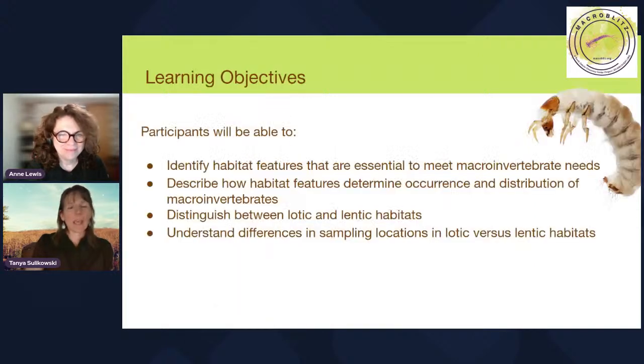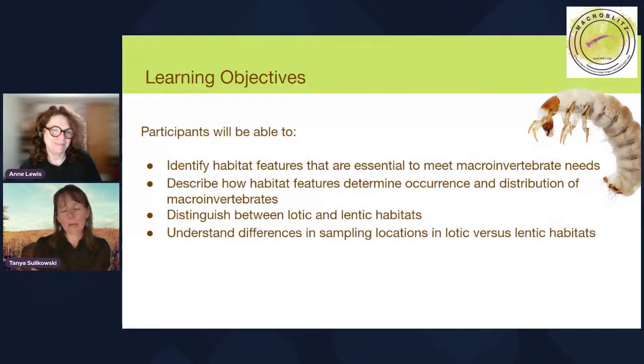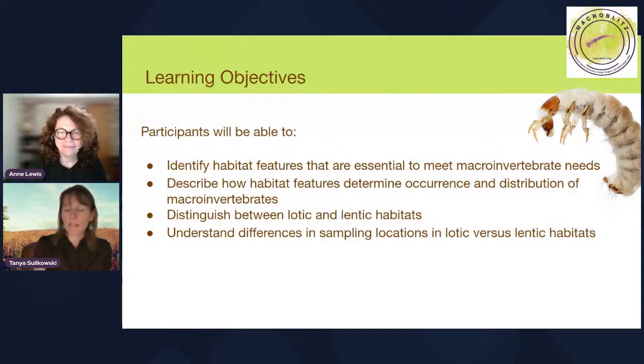Okay. And so that's kind of a big picture overview of the different habitat types that we would be sampling for macroinvertebrates, the features of those habitats that you would need to consider, what the different assets are in each one of those habitats. And hopefully you have a sense now of what the difference is between lotic and lentic and the different sampling strategies that you would use in each one of those habitats.